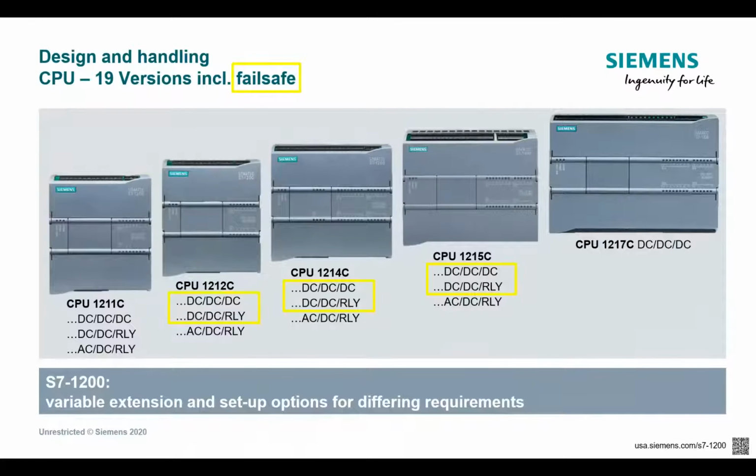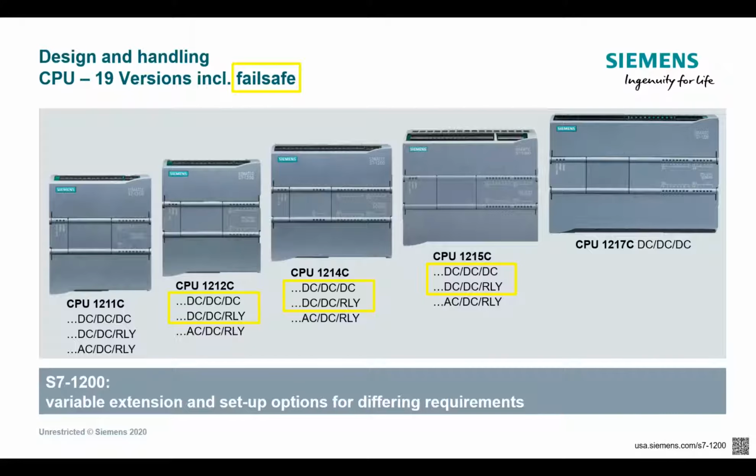Showing the different options in the family of 1200s. Each one has different options. You'll notice you see the DC underneath each processor. The first option is the power supply type. The second slash is the input types, and the third slash is the output types. So we have DC and AC powered processors. All of them have DC inputs, and then we have DC transistor outputs or relay outputs.